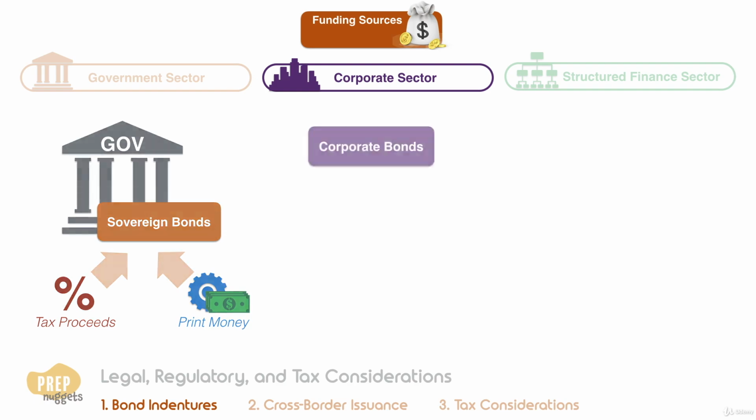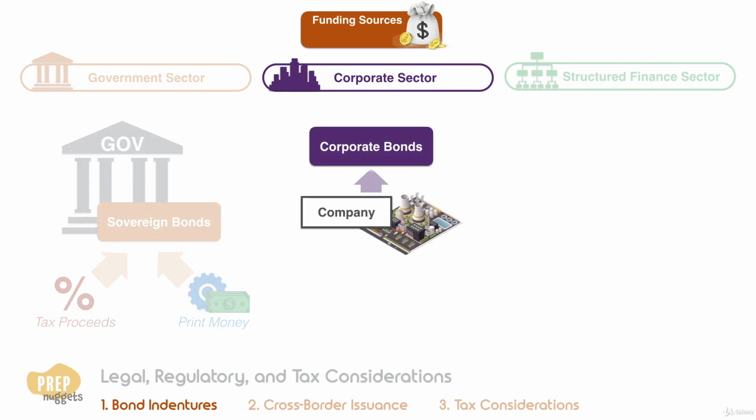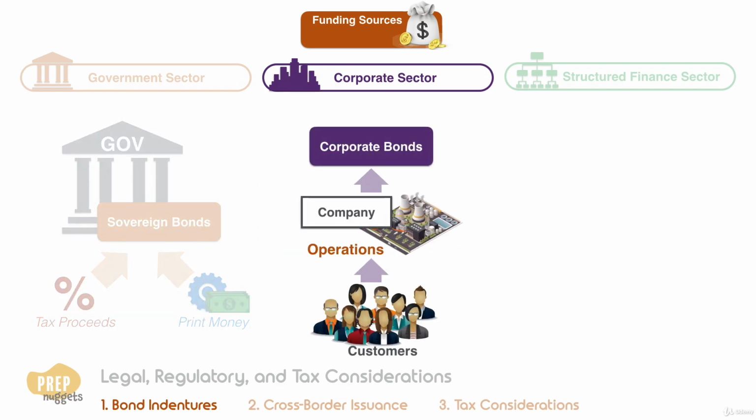For corporate bonds, their source of payment is typically the company's ability to generate cash flows through its operations. As there are several factors that can affect the profitability of a firm, a company's cash flows can be highly unstable. As such, corporate bonds are considered more risky than most sovereign bonds.